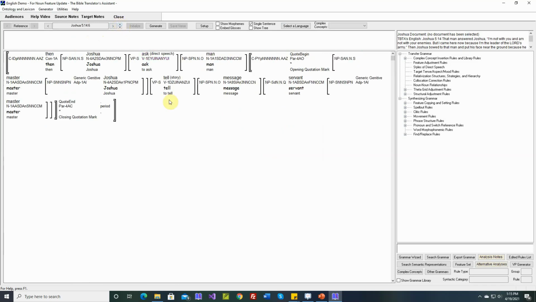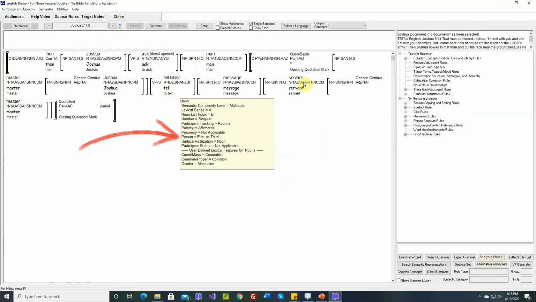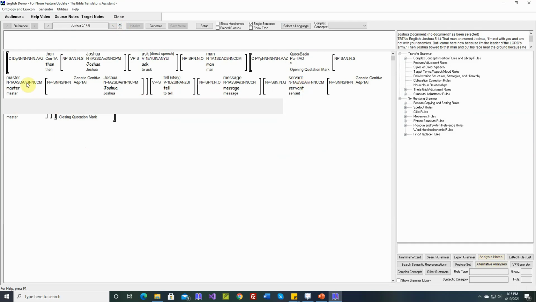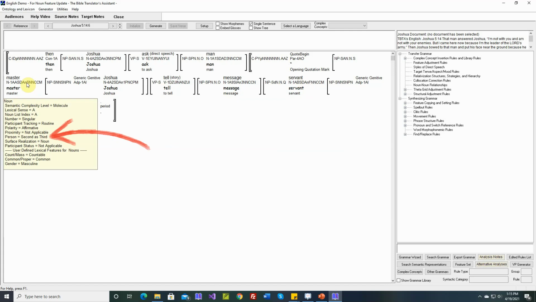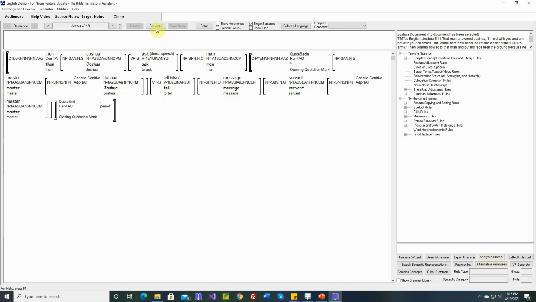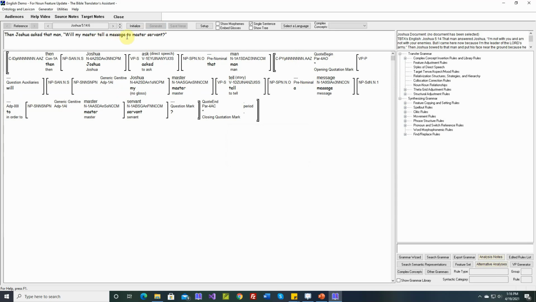So in your language project right now, you don't have many of these words. I've done some work before this video to show you how to illustrate these 3 options. Okay, you can see here. Servant is tagged as the person value is first as third, and master, the person value is second as third. And if we generate it right now, will my master tell a message to master servant? So it needs some work.